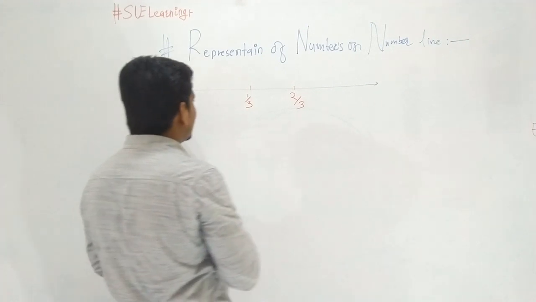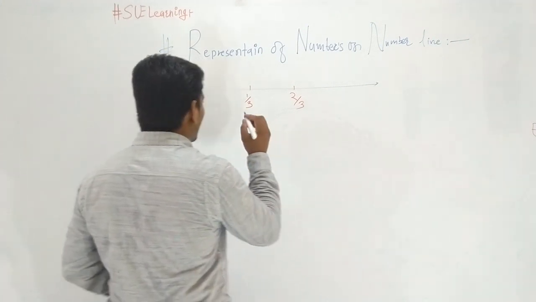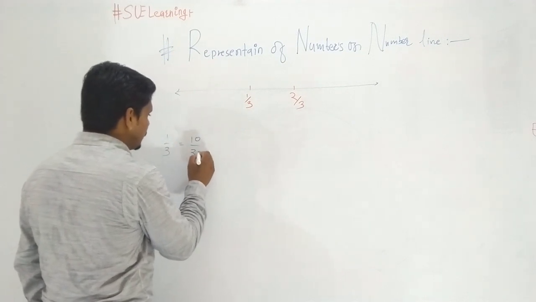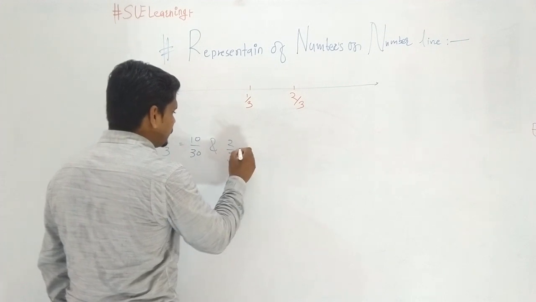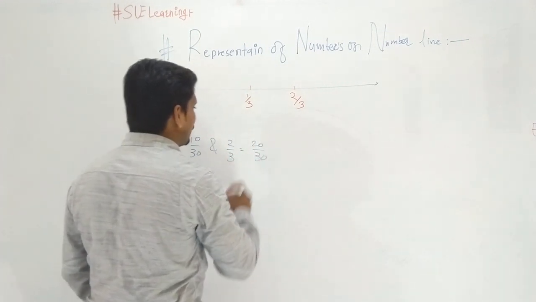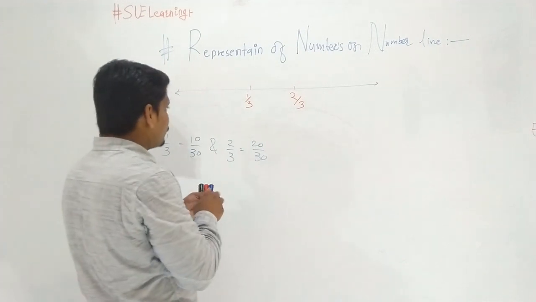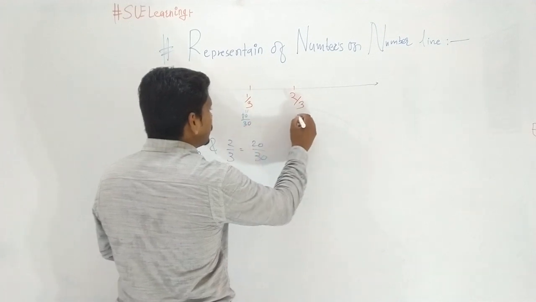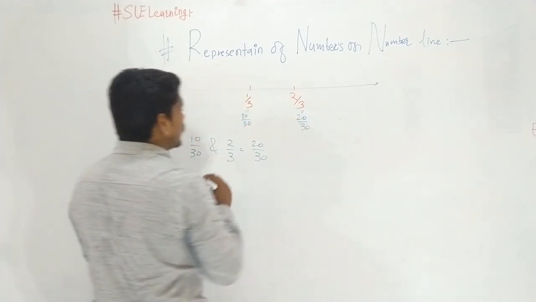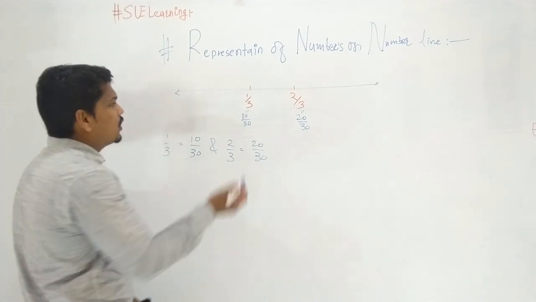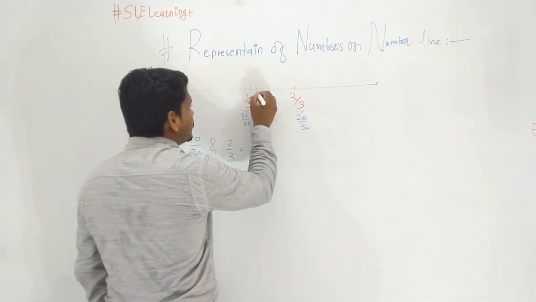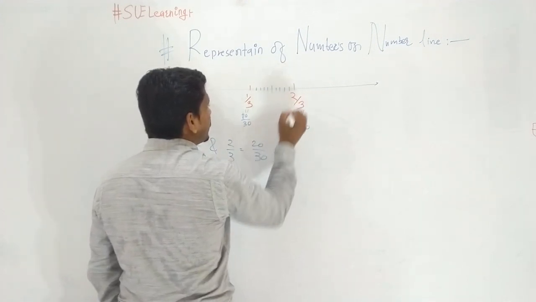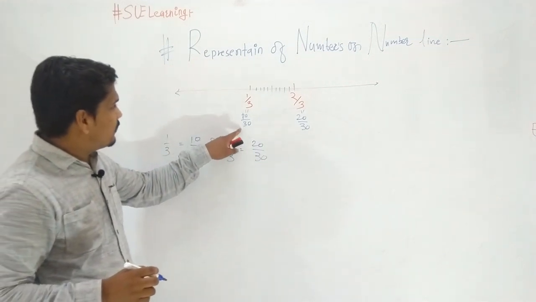Now this is your 1 by 3 and this is 2 by 3. Now just write this 1 by 3 as 10 by 30 and 2 by 3 as 20 by 30. These two numbers will look like 10 by 30 and 20 by 30. Now you know 11 by 30. This is 1, 2, 3, 4, 5, 6, 7, 8, 9, 10.